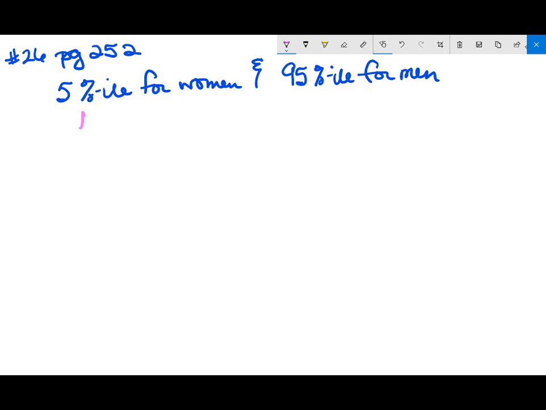So women are normal with a mean of 19.6 inches and a standard deviation of 1.1 inches. And for men, they are normal with a mean of 21.4 inches and a standard deviation of 1.2 inches. Okay, so we're going to be finding the 5th percentile for the women and the 95th percentile for men.